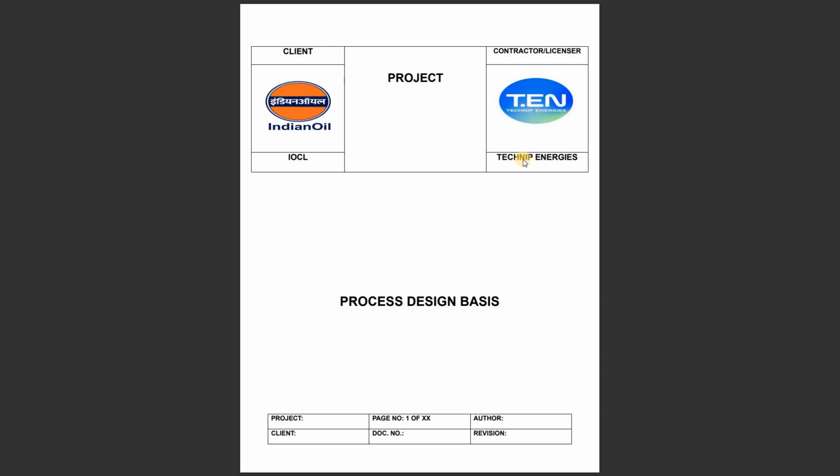If you know about Technip, it is one of the best companies in the EPC field. There are other companies as well, like McDermott, Fluor Daniel, Saipem, etc. And the client is IOCL. That means you are preparing the process design basis for IOCL, and the contractor or licensor is Technip. Technip is preparing the BDEP for IOCL. Are you getting my point?